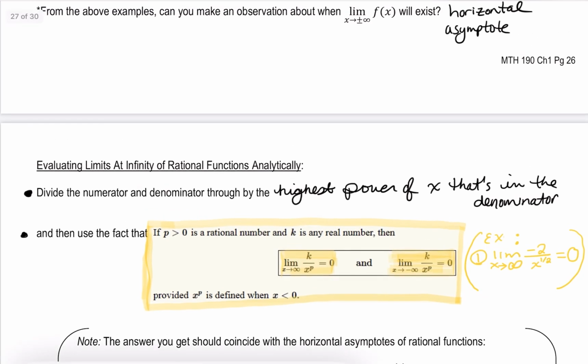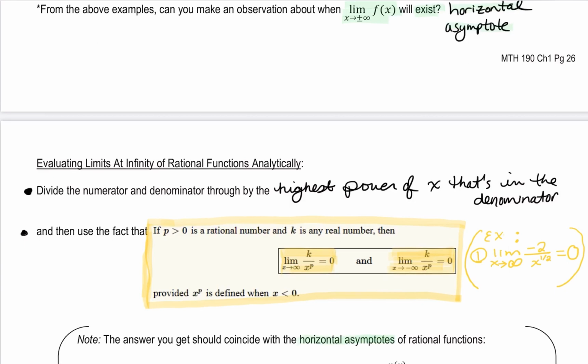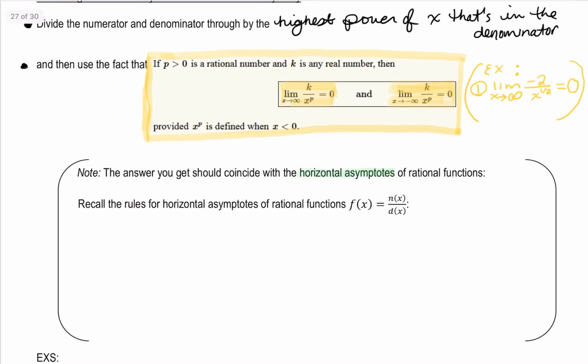So we just said back here that a limit as x goes to plus or minus infinity is going to exist if there's a horizontal asymptote, and it's going to then approach that horizontal asymptote. So let's recall our rules about horizontal asymptotes. There are 3 different scenarios that you look at when you're talking about your rules for horizontal asymptotes.